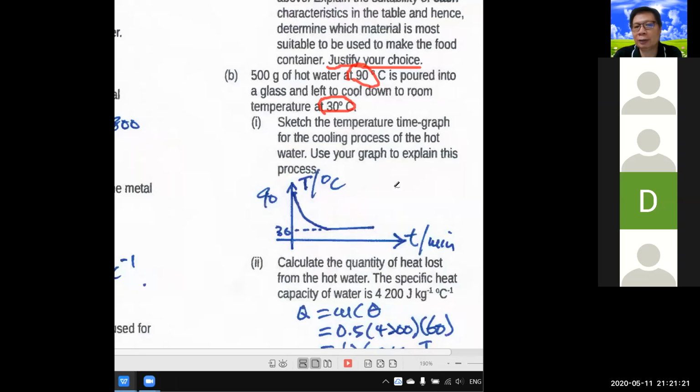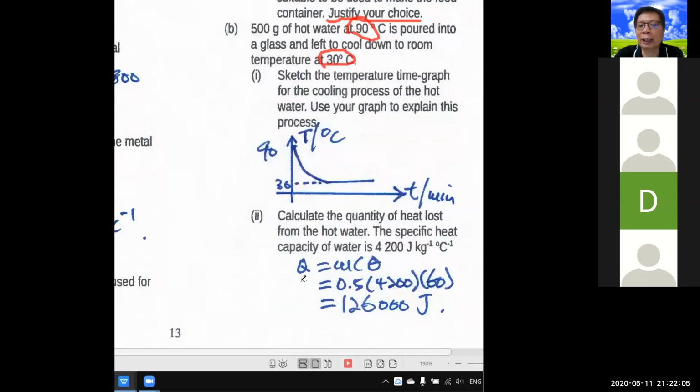Why does it become stable when the temperature drops to 30? Because thermal equilibrium happens between the water and the surrounding. When the surrounding temperature is 30, the water temperature can drop at most to 30 degrees because equilibrium is reached. When equilibrium is reached, the temperature of the water and the surrounding become the same, which is 30 degrees. Make sure you also understand why it becomes stable.